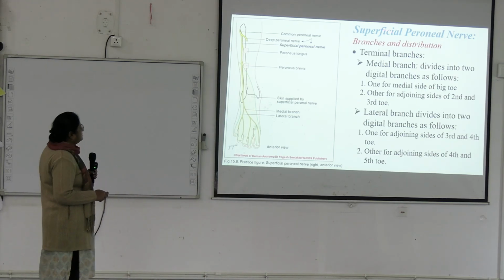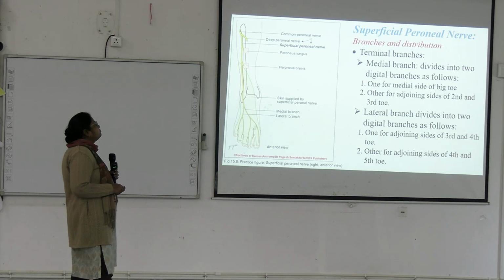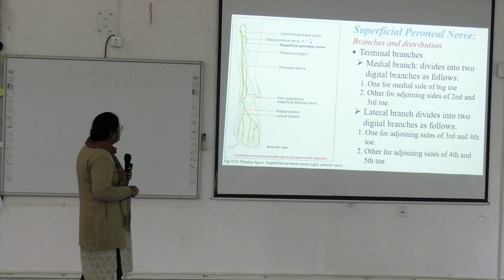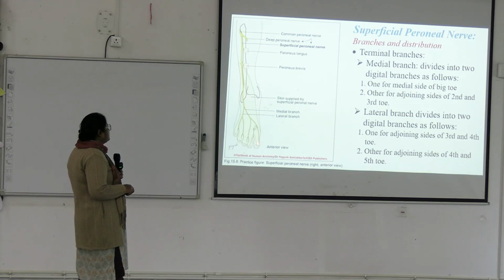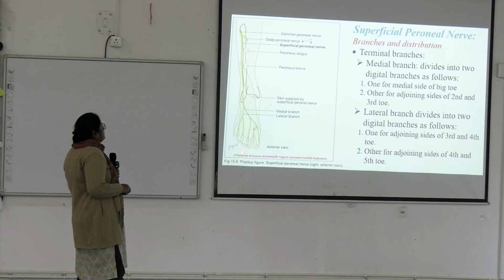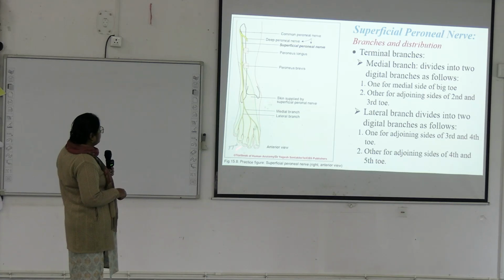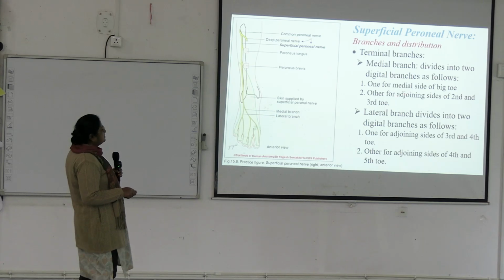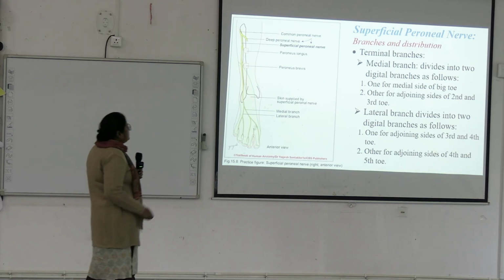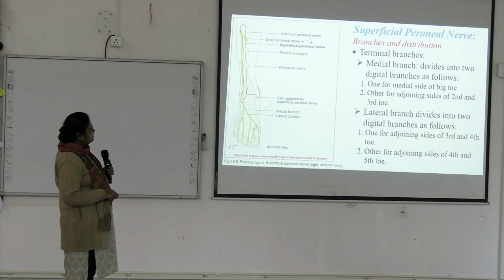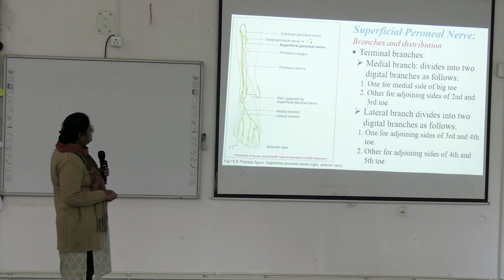So, terminal branches: the medial branch divides into two digital branches. Here is the medial branch, and the lateral branch. Medial branch is giving two terminal branches. One branch is for the medial side of the great toe, and the other branch divides into two digital branches supplying the adjoining sides of the second and third toe. Next, this is the lateral branch. It divides into two digital branches. One is for the adjoining sides of the third and fourth toe.